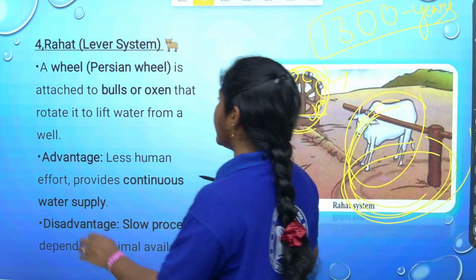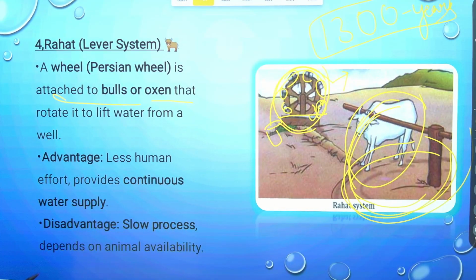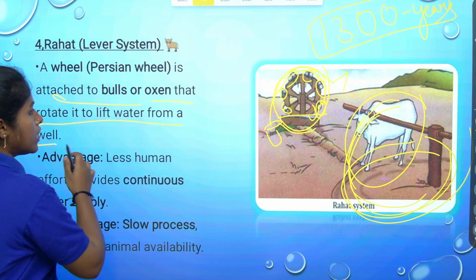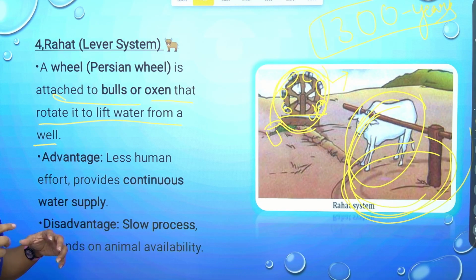See children, a Persian wheel is used to attach bulls or oxen. It was mostly used in those days, a technique where animals rotate the wheel to lift water from a well. They used to take the water from the source, the well.